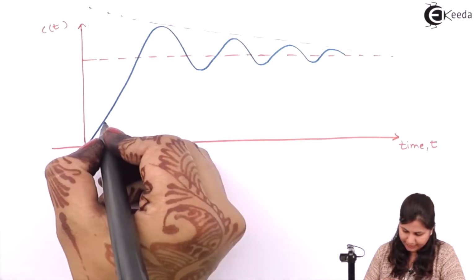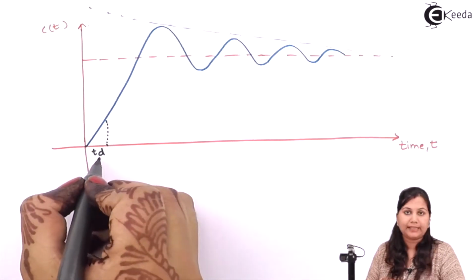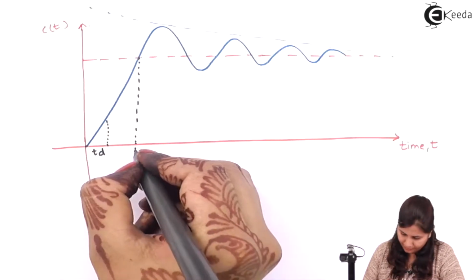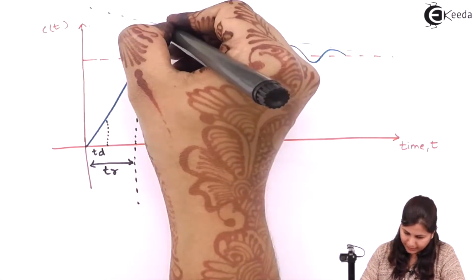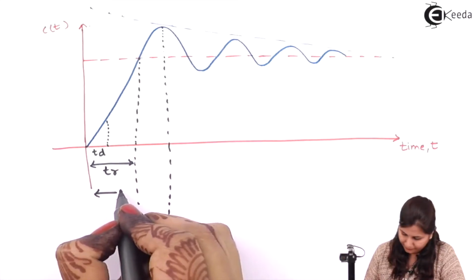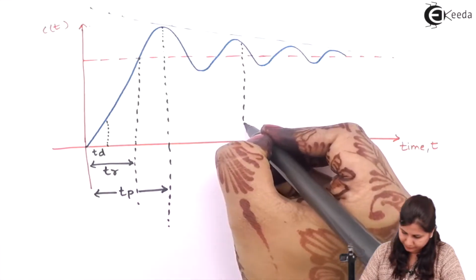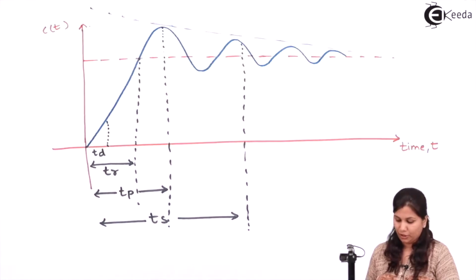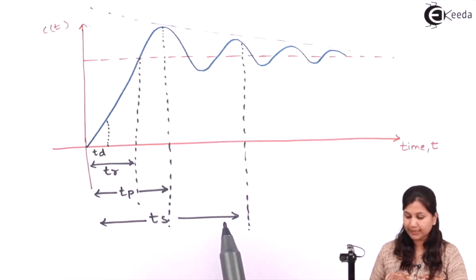First, we have this as the delay time, that is TD. Then we have this as our rise time, that is TR. Then we have this time as our peak time, that is TP. And then we have this as our settling time, TS. So we have these four times. First is the delay time, second is rise time, third is peak time, and fourth is settling time.